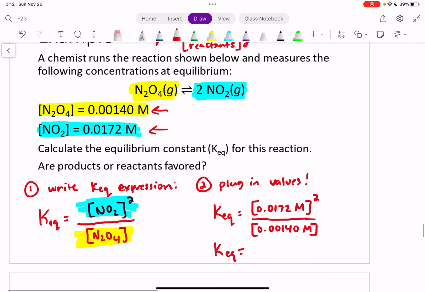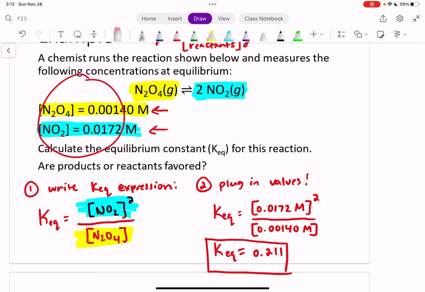And I got 0.211 for 3 sig figs. So that's our KEQ. We got a value out of that because we knew our concentrations and we could plug them in. So our KEQ is 0.211.